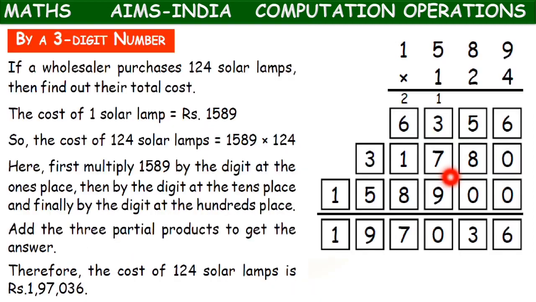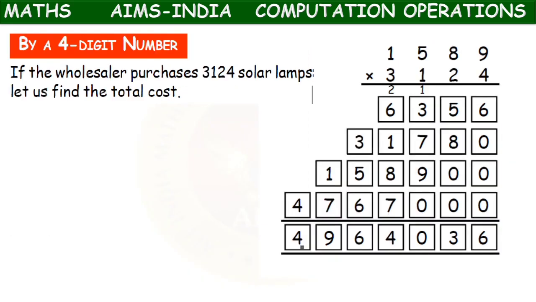Now let us look at another example in which we are multiplying a 4-digit number with a 3-digit number. See children, do not get worried looking at such big numbers. We know how to multiply.